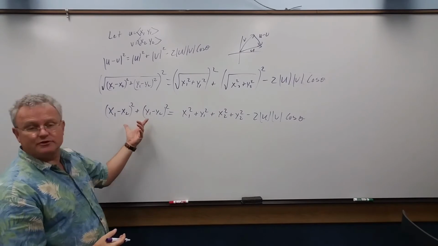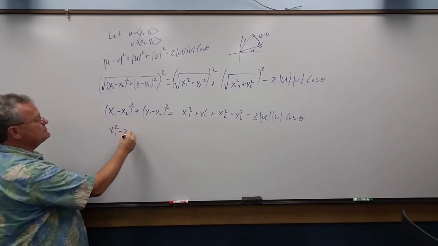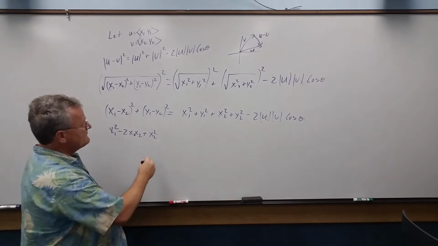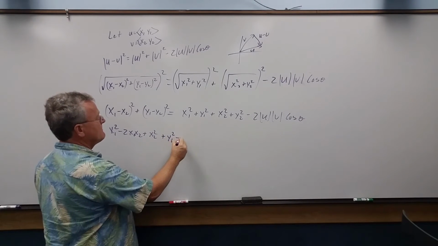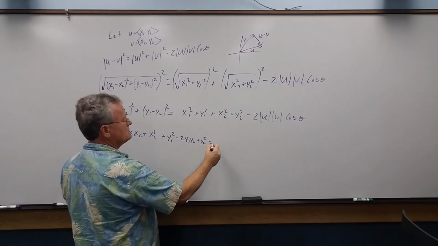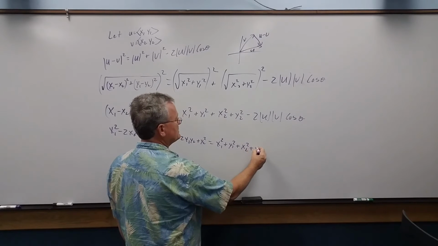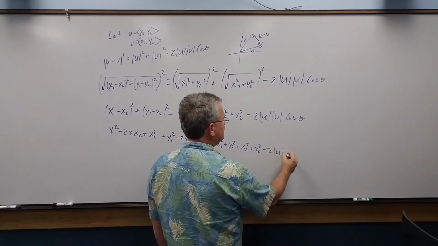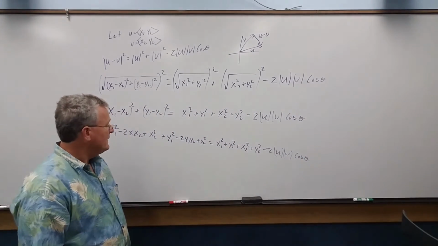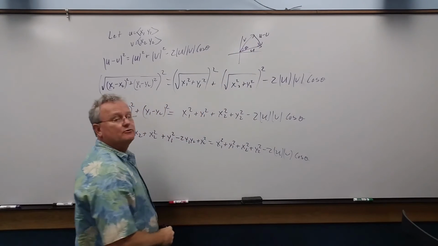Okay, so now let's just do the algebra here. Squaring this out, we get x1 squared minus 2 x1 x2 plus x2 squared. Squaring this, we get y1 squared minus 2 y1 y2 plus y2 squared, and that's equal to x1 squared plus y1 squared plus x2 squared plus y2 squared minus 2 times magnitude u, magnitude v, cosine theta. Again, the theta here is the angle between the two vectors.